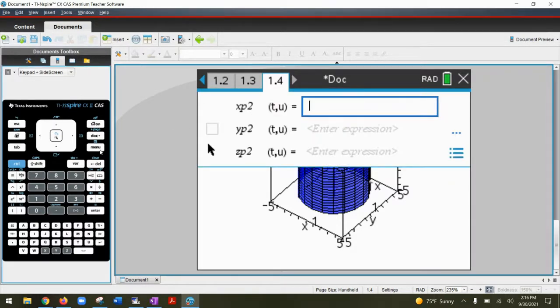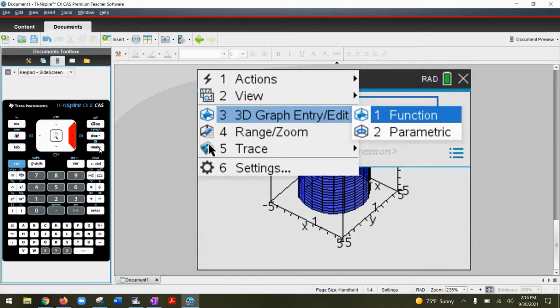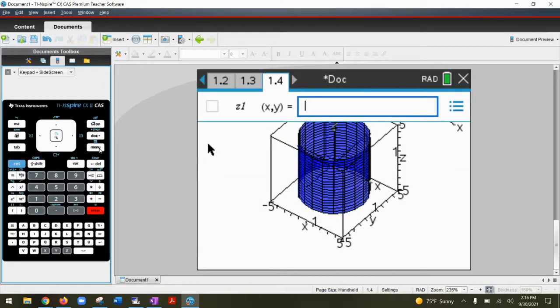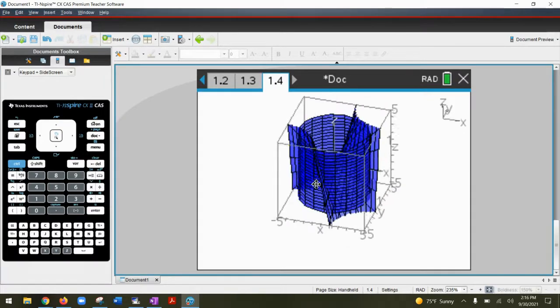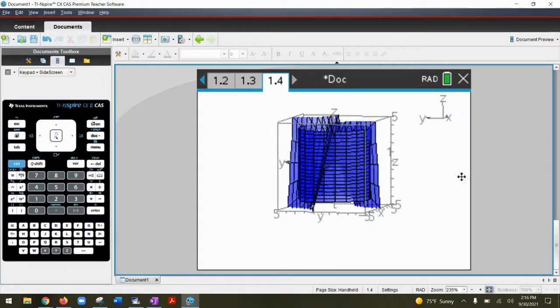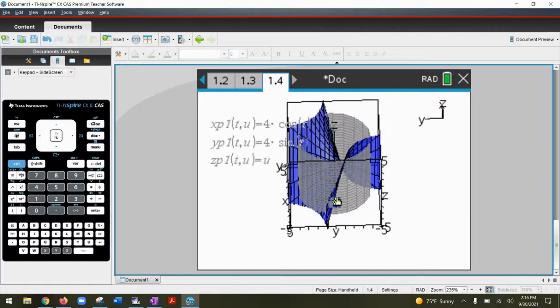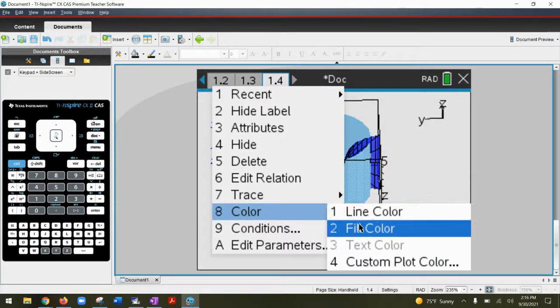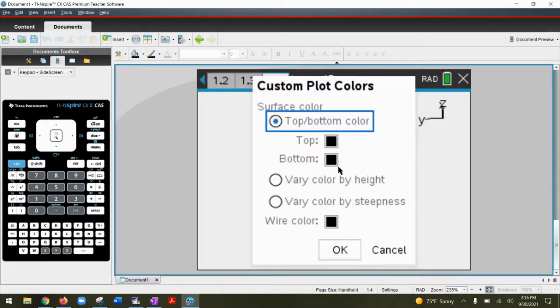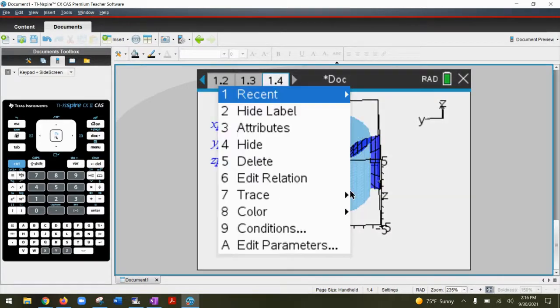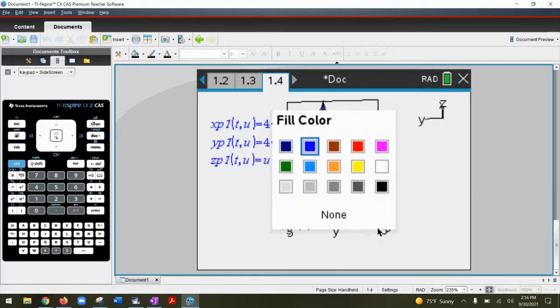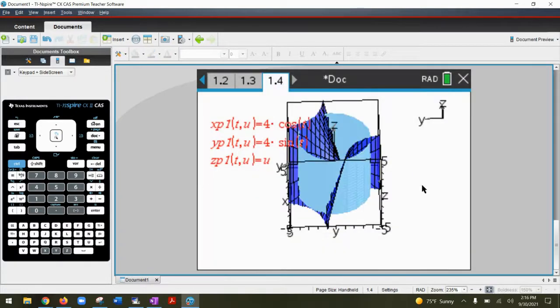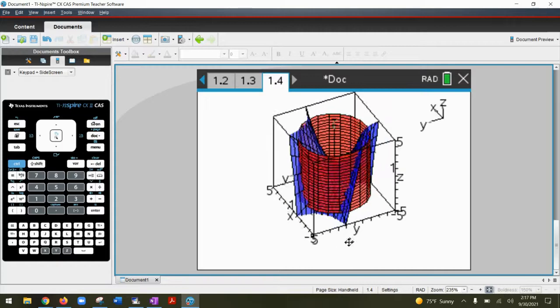All right, now let's go back and do the other function. What was it? Z equals x times y? Okay, so what does that look like? All right. Yeah, we need to get some color going on here. Color, custom plot color. I don't know what that means. You think it's fill color? Fill color red? Yes. Very nice.